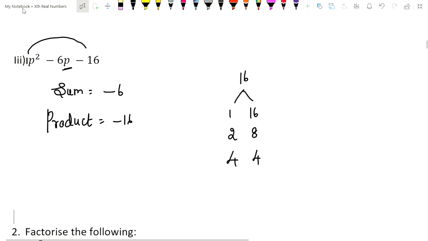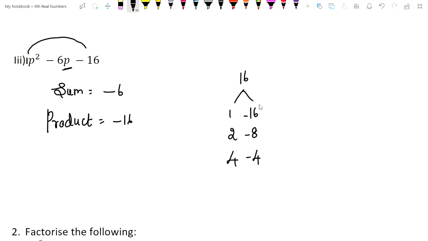Bigger number negative, smaller number positive. Okay, here both the numbers are equal only. So in this, see here, minus 6 you want to get. Okay. So here in this category, you have to take any one as positive and one as negative, because both are equal only. So you have to be alert for this.